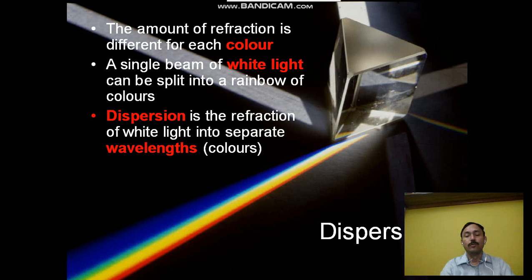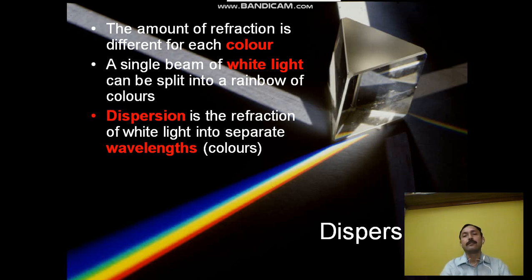Now, with this, we will come to natural phenomena: dispersion. The amount of refraction is different for each color. A single beam of white light can be split into a rainbow of colors. Dispersion is the refraction of white light into separate wavelengths or colors.